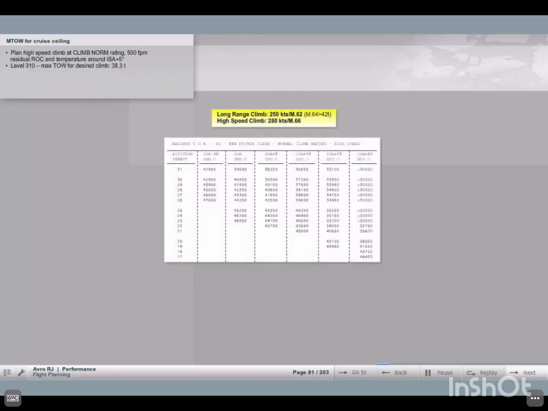We plan a high-speed climb with normal climb thrust with a minimum climb rate of 500 feet per minute. Average temperature during climb is around ISA plus 5, and a cruise pressure altitude of 31,000 feet is desired. The resulting MTOW for that climb is 38.3 tons.